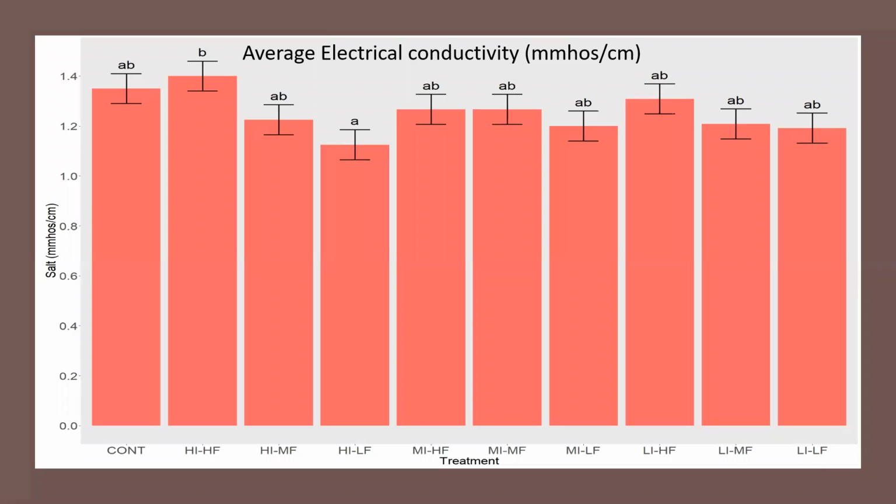The graph you can see now is the graph for the average electrical conductivity among the treatments. Similar alphabets at the top of the graph denote no statistical difference. From the figure, there is no clear group distinction among the treatments.